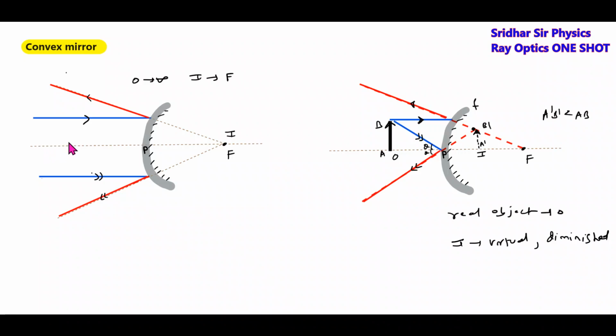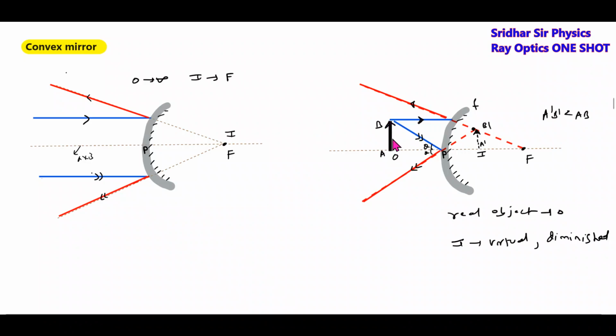Next we have the axis. Object at infinity, the rays are incident parallelly. This is a convex mirror. The inner surface is silvered, the outer surface is available for reflection. This is the pole, this is the focus, and this one is the principal axis. The rays are incident parallel to the principal axis. After reflection, they will diverge from the focus here. And this will be the image formed. If object at infinity, image will be at focus.